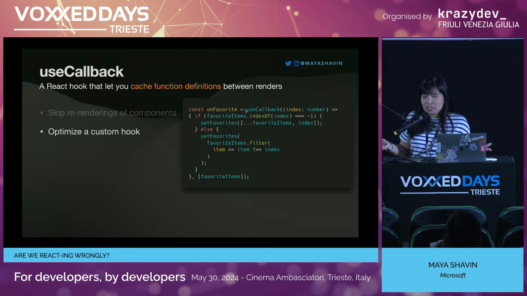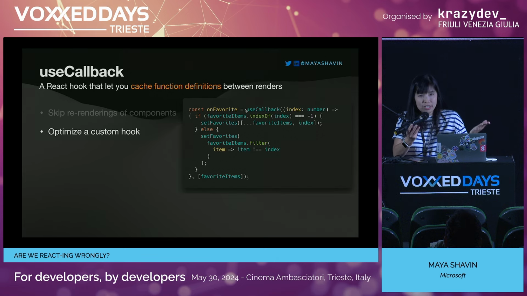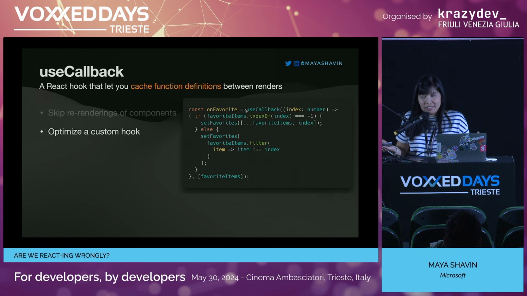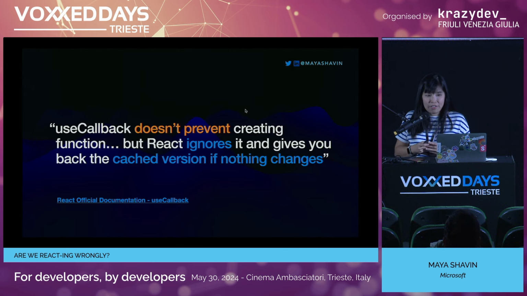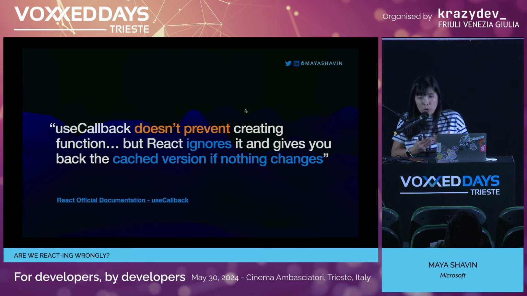So what is optimization of custom hook? Again, it's straight from the documentation, no further explanation. What do you mean by optimized custom hook? So we take a look further. In the documentation, it says useCallback still doesn't prevent creating functions, which means if you have inline functions inside the component, the JavaScript engine will still create the functions, but React ignores it and gives you back the cached version if nothing changed.